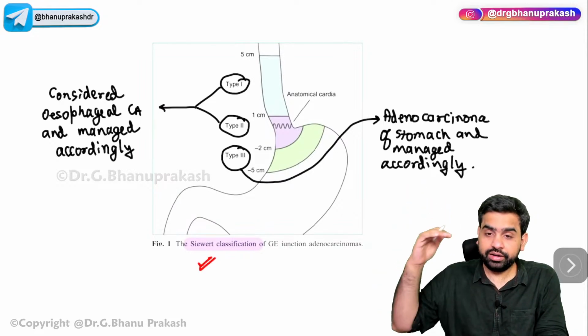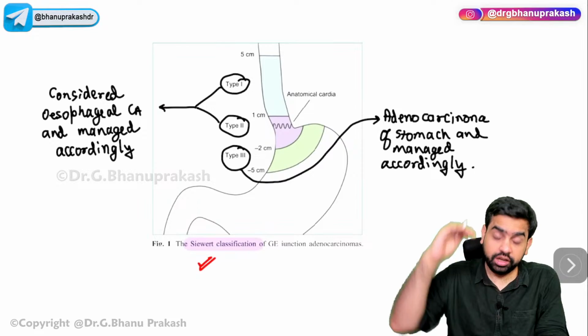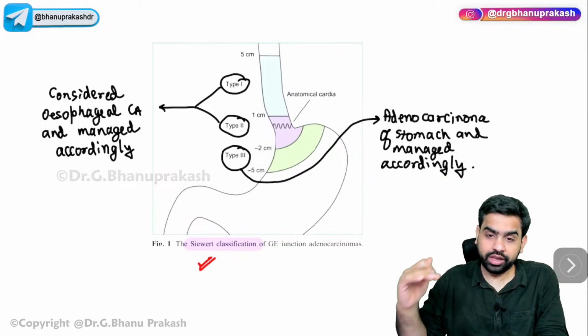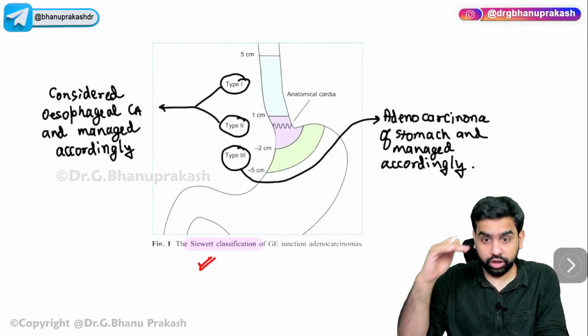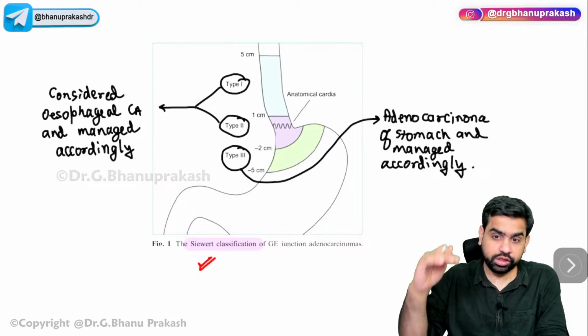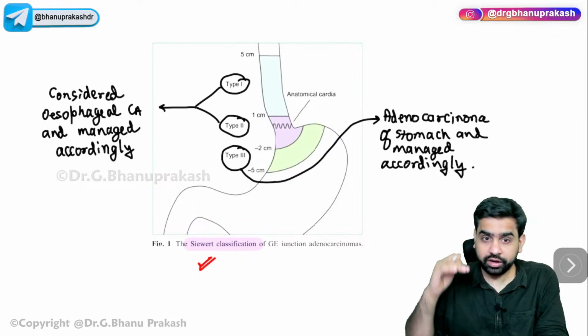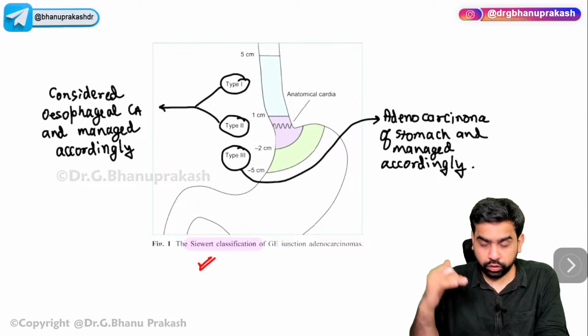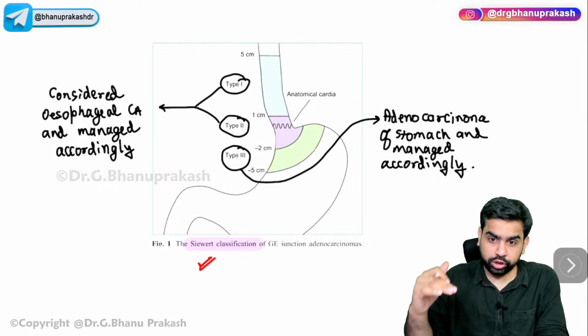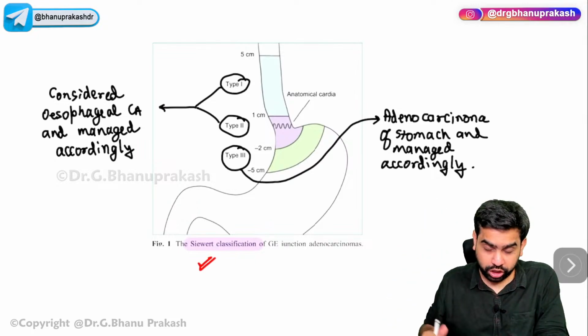So what is type 1? Type 1 is when the tumor is present 5 centimeters above to 1 centimeter above the GE junction. What about the Stewart's type 2? This is present 1 centimeter above the GE junction to 2 centimeters below the GE junction. What about the Stewart's type 3? 2 centimeters below the GE junction to 5 centimeters below the GE junction.